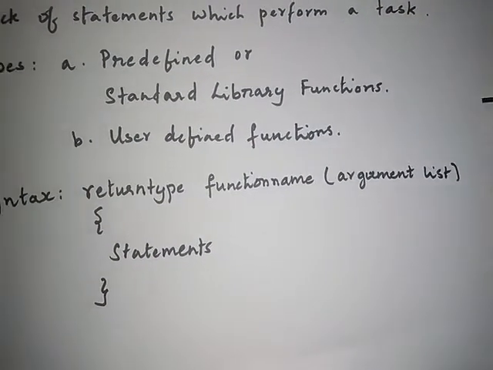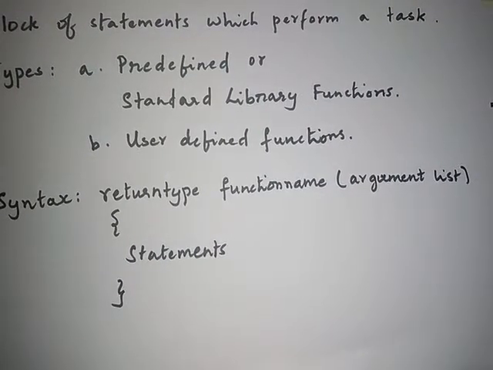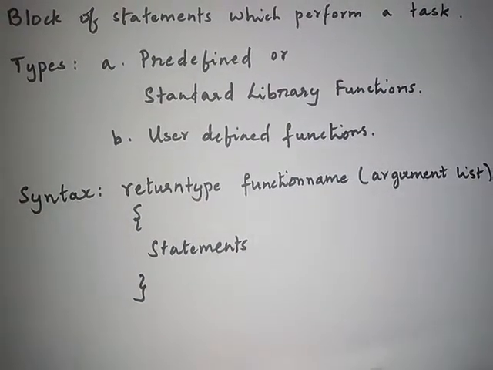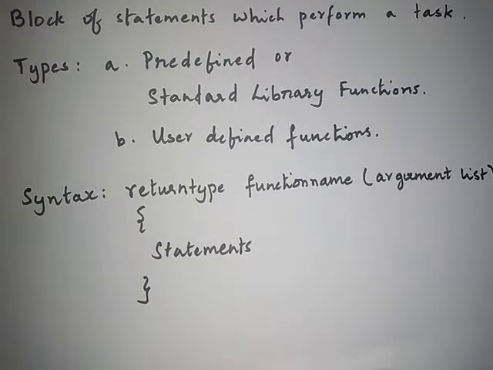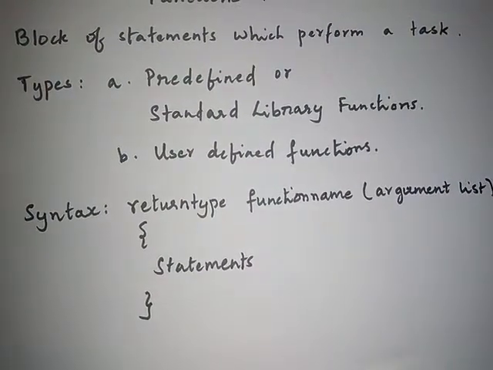The arguments are the variables declared with the data types. These are the kind of input to the functions. The statements, these are obviously the code for the task we are performing. Now, let us have a quick glance at an example.